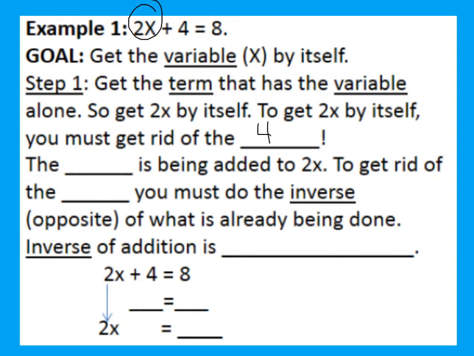The 4 is being added to 2x. To get rid of the 4, you must do the inverse or opposite of what is already being done. The inverse of addition is subtraction.